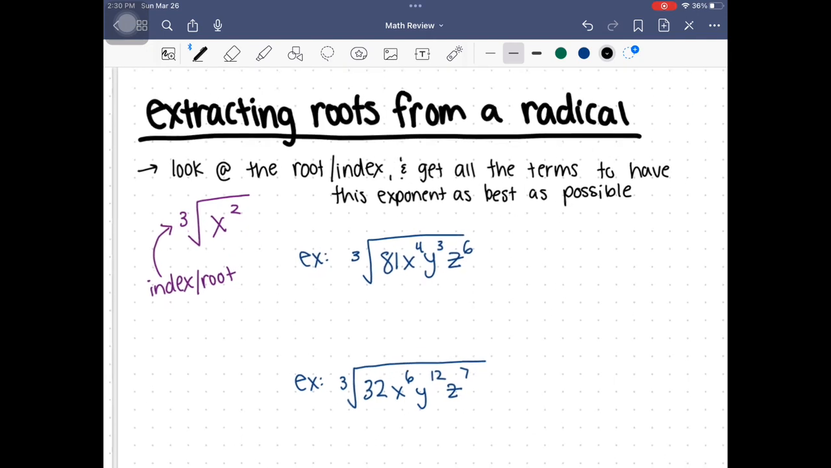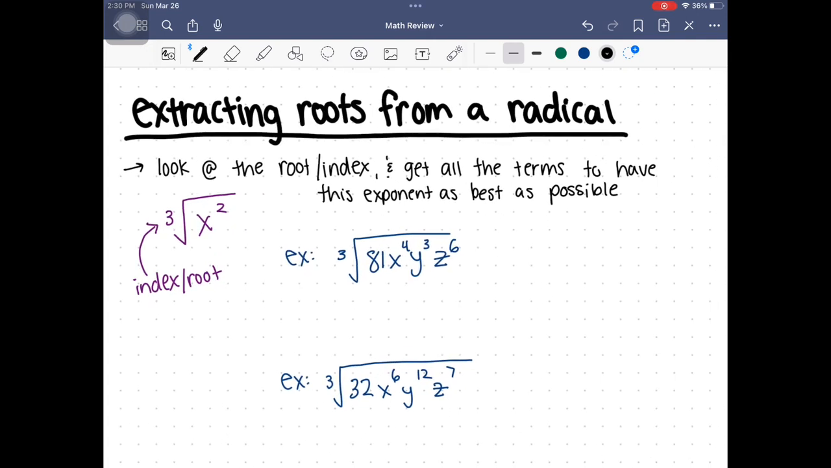Okay. Here's some of my favorite parts. Personally, for me, it's kind of like a game, which I really like. So we have to extract roots from a radical. Look at the root, the index, and get all these terms to have this exponent as best as possible, okay? This is what I want to remind you of. This is called the index or the root, okay? So let's go to this first one. This has a 3. That means I want to get everything in groups of 3. Groups of 3. This is what I want right here.